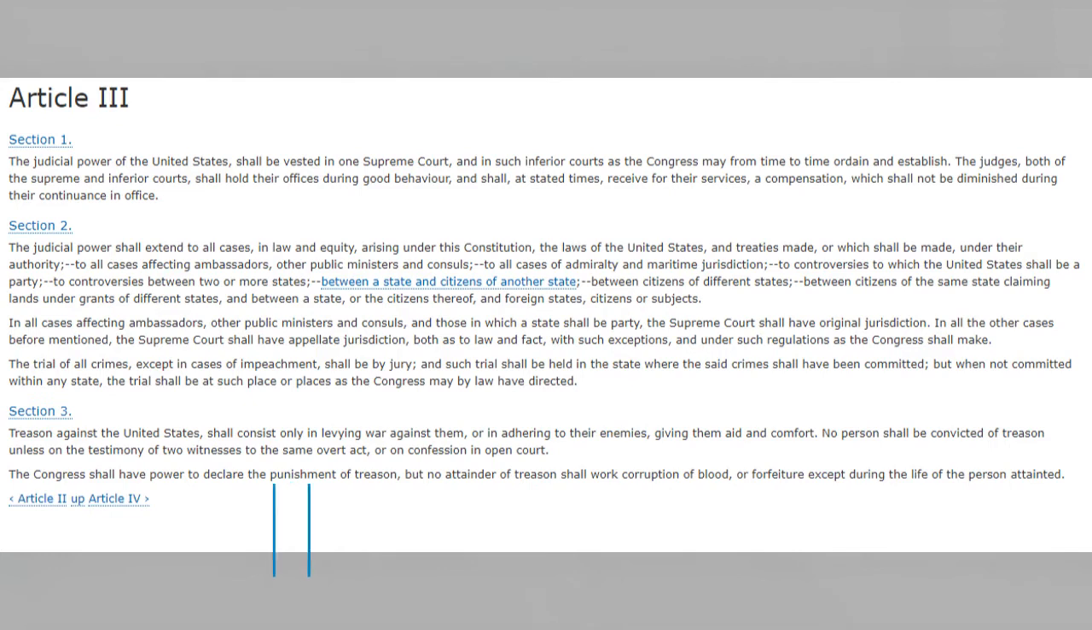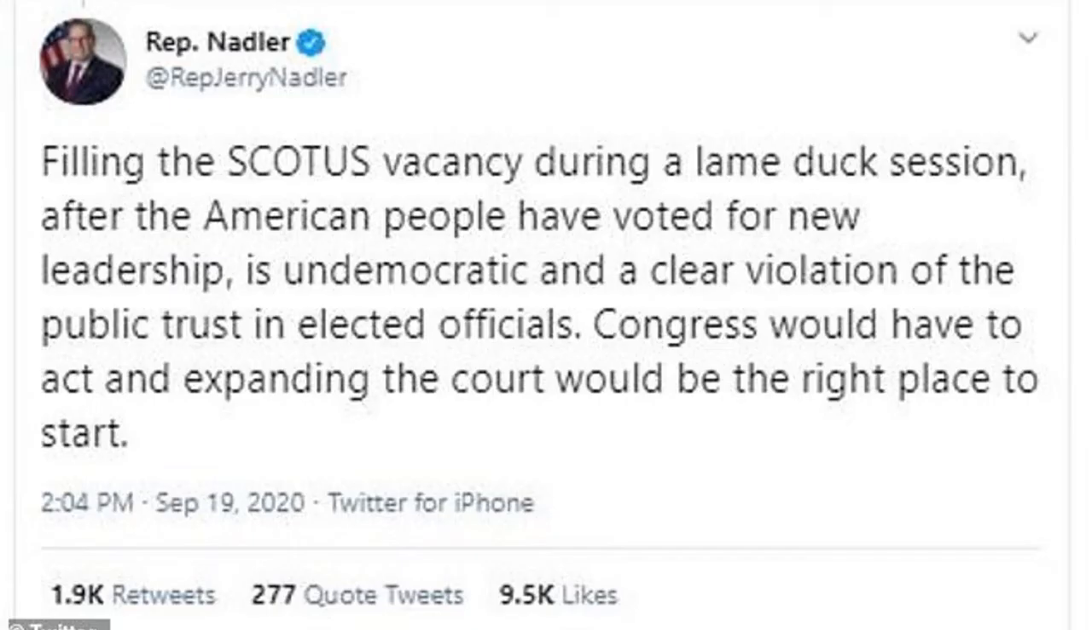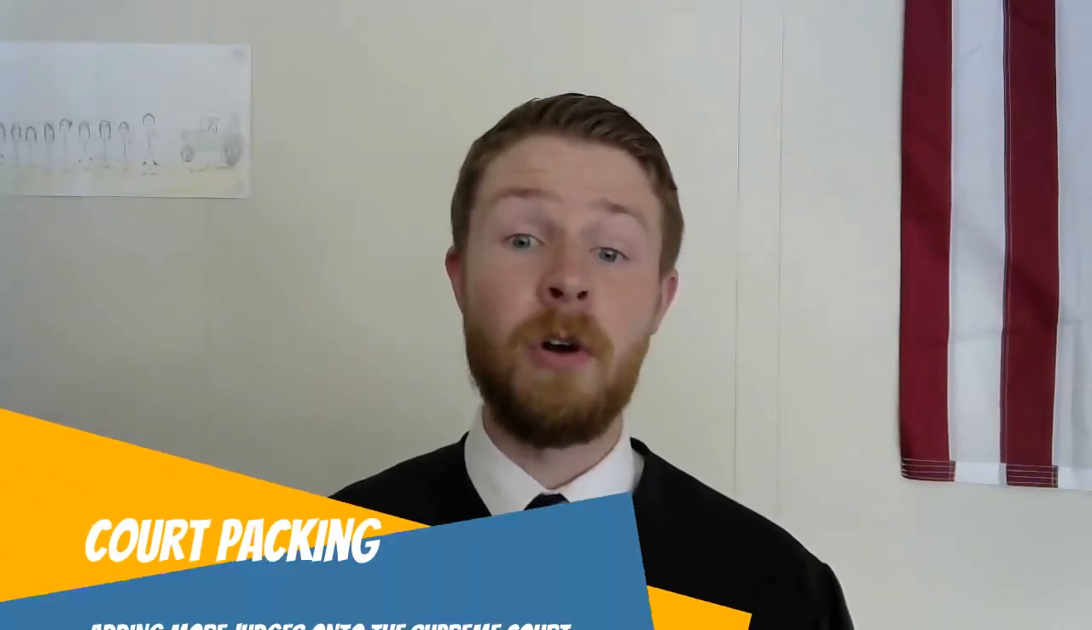If you go back to Article 3, you'll notice in there, it doesn't say how many justices have to be on the court. In fact, we haven't always had 9 justices on the court. So it is possible that Congress could change the number of justices to the Supreme Court, and they could add seats onto it, which means maybe they could add 3, 4, or 5 more seats onto the Supreme Court if Joe Biden becomes president, and then he can pick liberal justices that interpret the Constitution loosely, and then suddenly you have a liberal majority on the Supreme Court. This is called court packing.